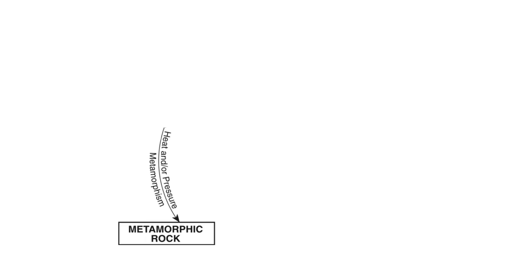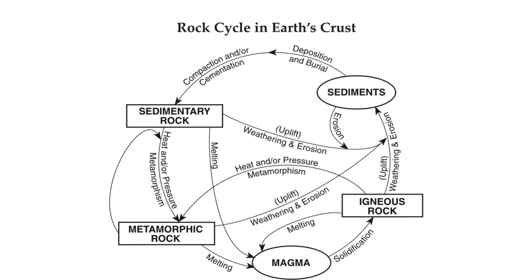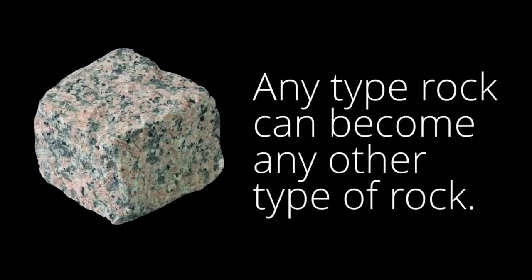Finally, we have our metamorphic rock, and remember, these form when rocks are exposed to intense heat and pressure. But of course, that process can take place with any type of rock, sedimentary, igneous, or even metamorphic rocks. So the key idea behind the rock cycle is the fact that any rock can become any other kind of rock. It can even become itself.